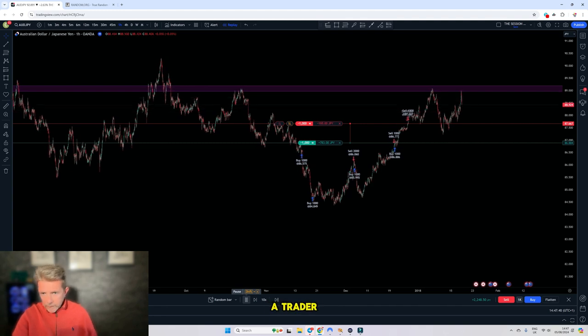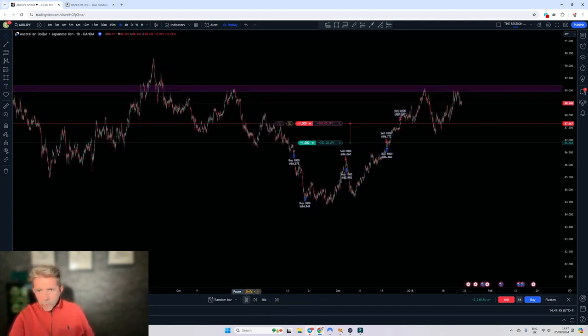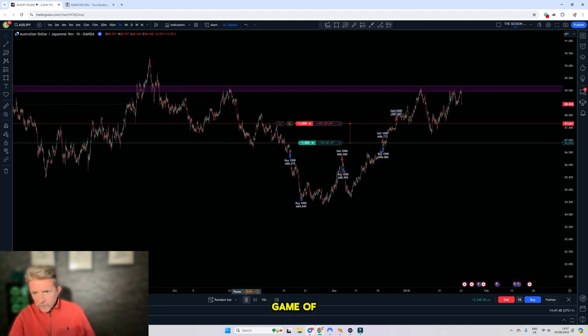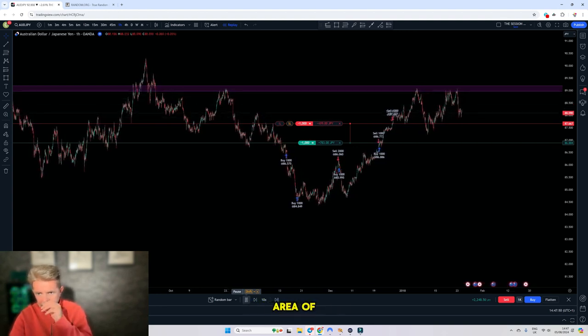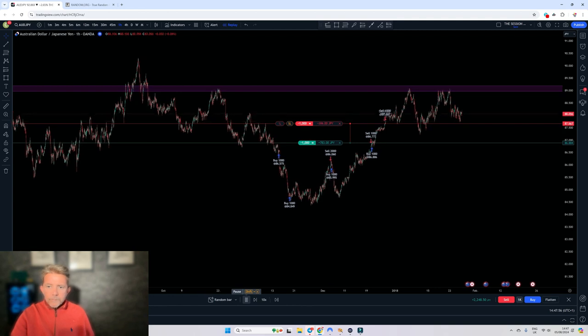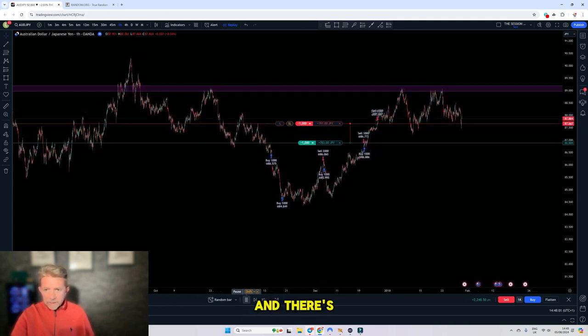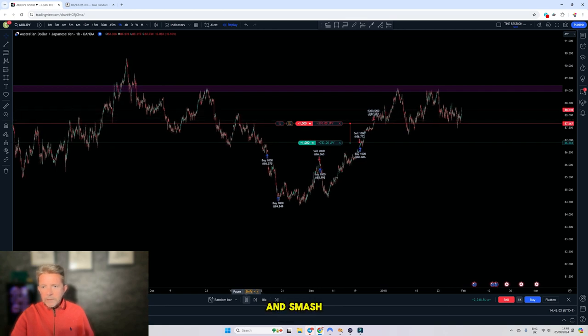Now, how good of a trader is random.org? That's what we need to be asking. Game of patience, bouncing again off that area of resistance that we marked up. But there's nothing clever. Anyone could see that area of resistance on the left hand side. And there's nothing to say that it won't just go and smash straight through it.